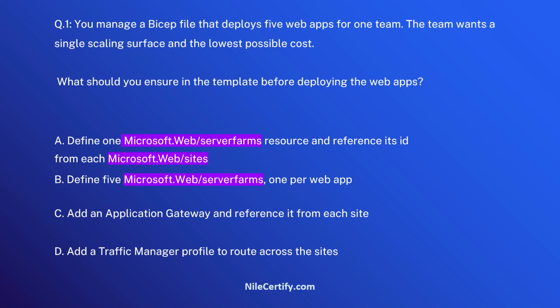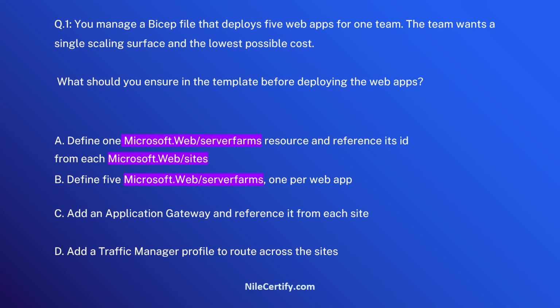In this question, we are deploying 5 web apps with Bicep. The team wants one place to scale and the lowest possible cost as well. The keywords I'm really interested in are single scaling service and lowest cost. Before breaking down the options, let's have a quick review. Server farms, what are server farms? We see it here in option A.